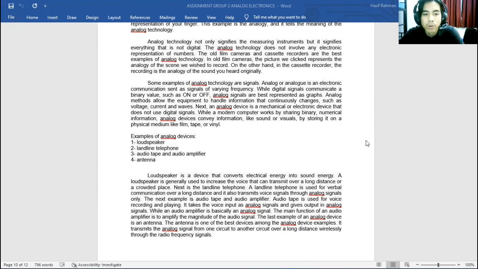The next example we have is the audio tape and audio amplifier. Audio tape is used for voice recording and playing. It takes the voice input as an analog signal and gives output as an analog signal. While an audio amplifier is basically an analog signal device, its main function is to amplify the magnitude of the audio signal. The last example of an analog device is an antenna. The antenna is one of the best among the analog device examples because it can transmit the analog signal from one circuit to another over a long distance wirelessly through radio frequency signals.